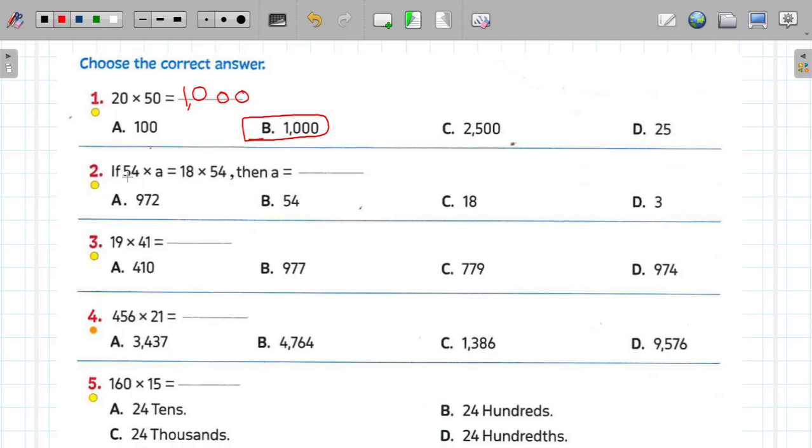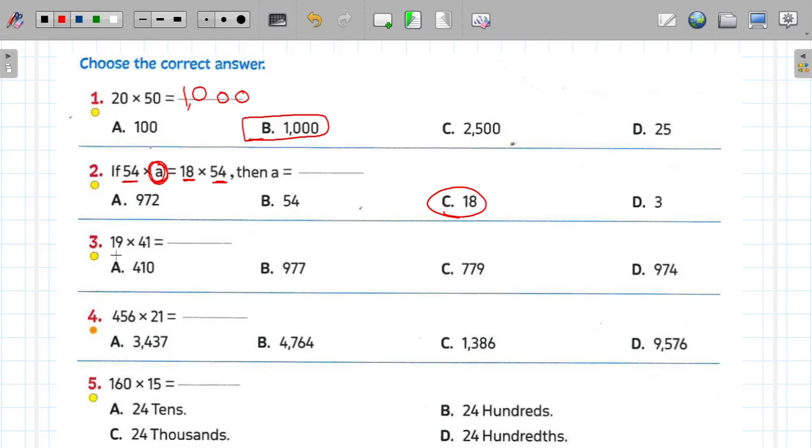Next, I have 54 times A equals 18 times 54. So A equals what? I have a missing number. So I have here 54 and here I have 54. Here I have 18 and I don't have 18 here. So A is 18. So A equals 18. So I will choose C.